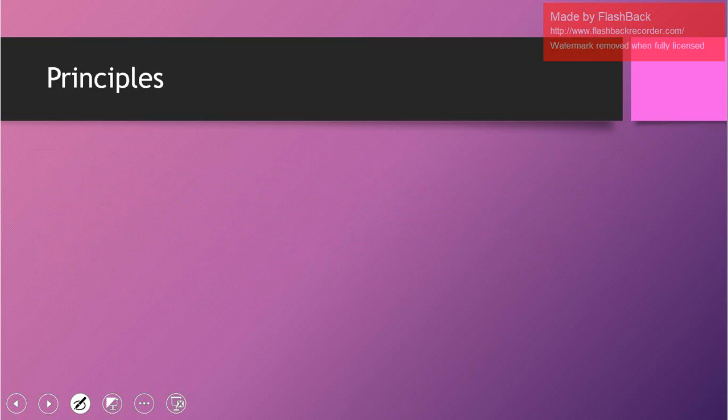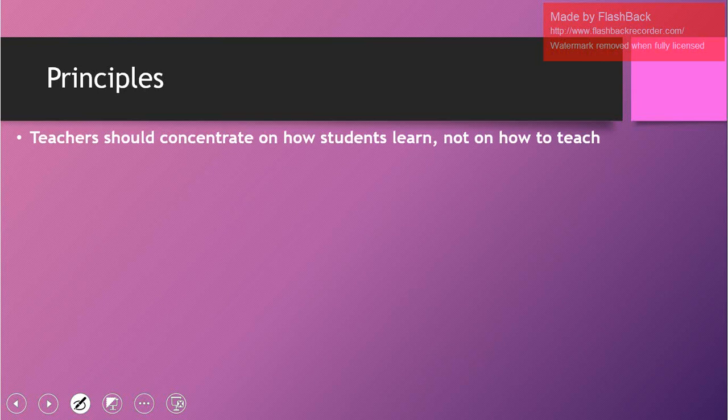Next we have a few principles. Like all methods, we have principles, and the first principle in this method is that teachers should concentrate on how students learn, or how to teach. Let me repeat that sentence again. Teachers should concentrate on how students learn, not on how to teach. I mean the methodology is student centered.